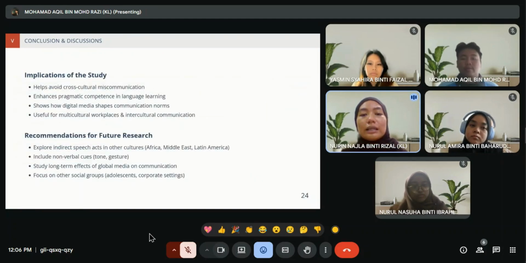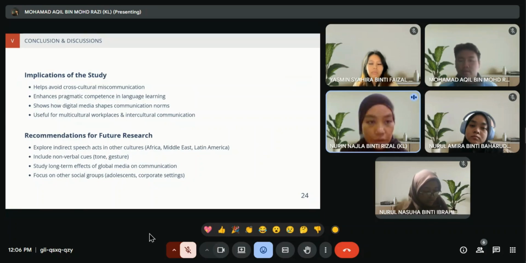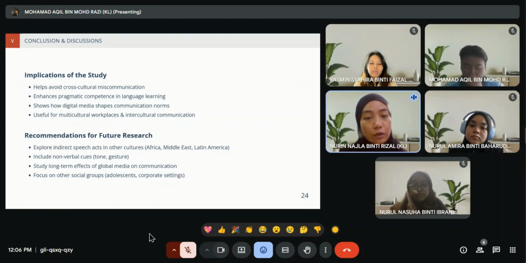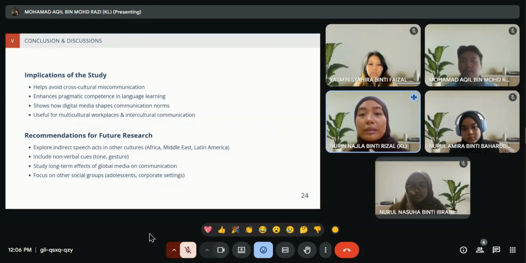So this slide summarizes the implications and recommendations, and for the next slide, I'll be talking about the conclusion of the research study. Okay, so the first one, the implication of the study: understanding how different cultures use indirect speech acts can prevent miscommunication, especially in multicultural settings. It also helps language teachers improve students' pragmatic awareness, teaching both language and cultural meaning. Plus, it shows that digital media like YouTube influences how people communicate today.